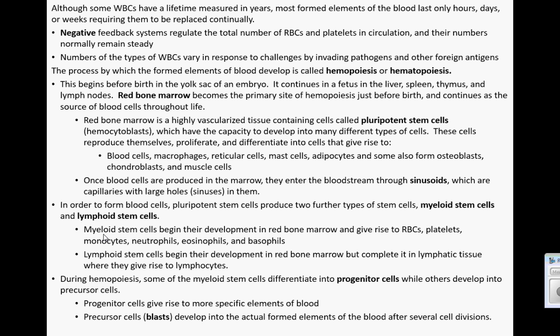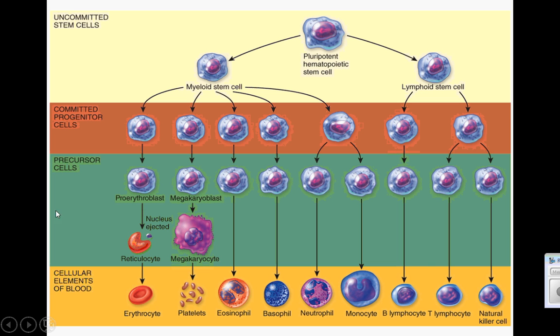During hemopoiesis, some of the myeloid stem cells differentiate into progenitor cells, while others develop into precursor cells. The progenitor cells give rise to more specific elements of the blood, whereas precursor cells, or blasts, as they end in, develop into the actual formed elements. And that's what we're talking about right in here.